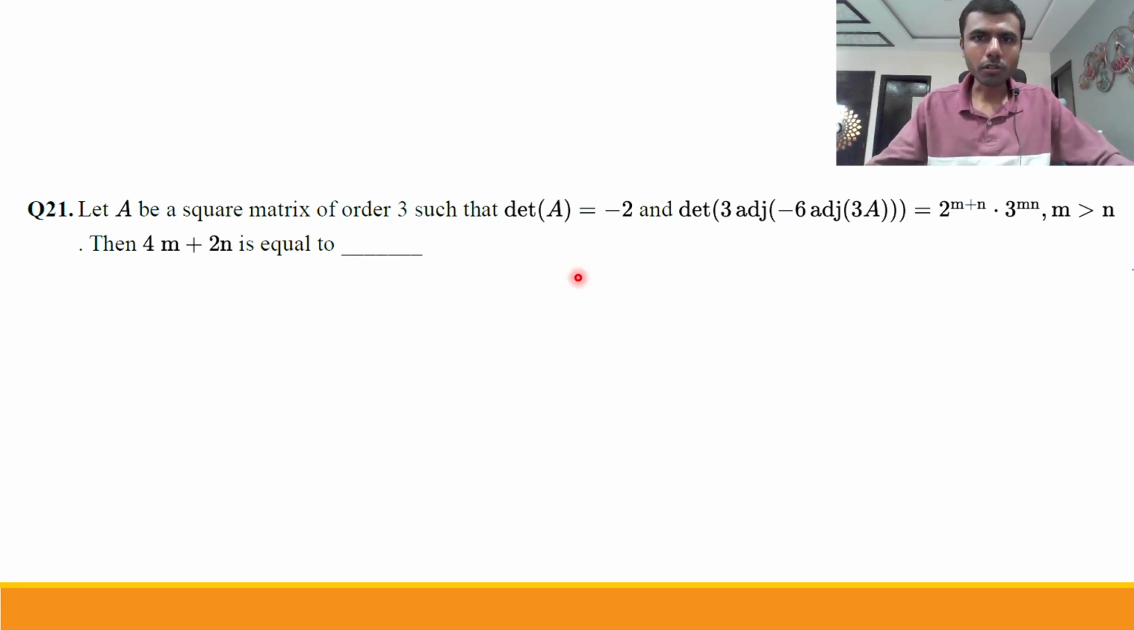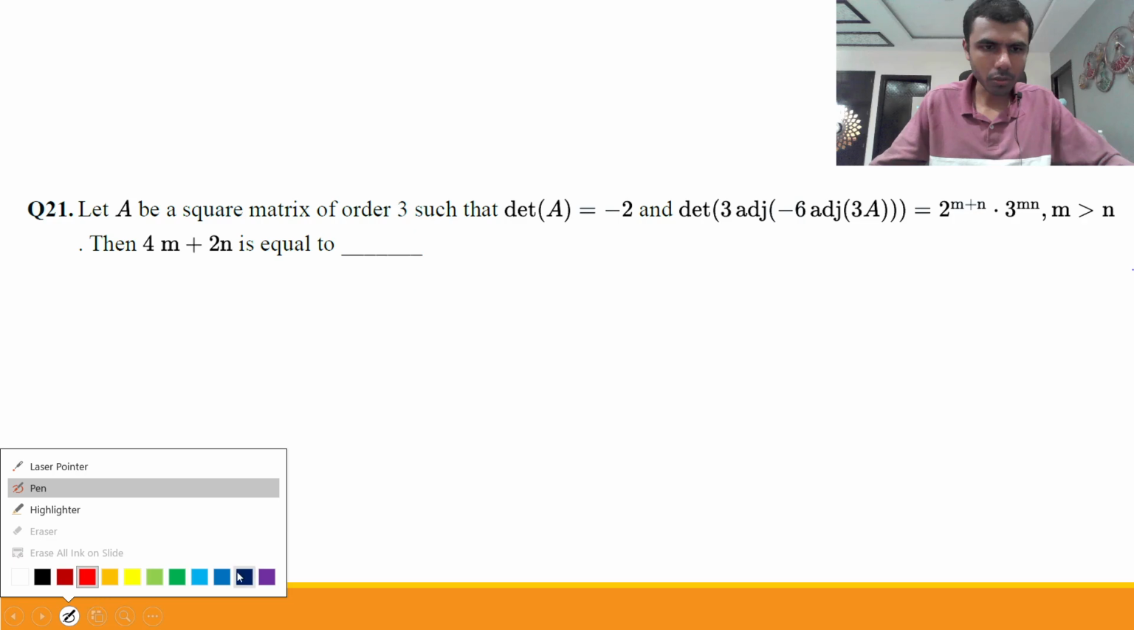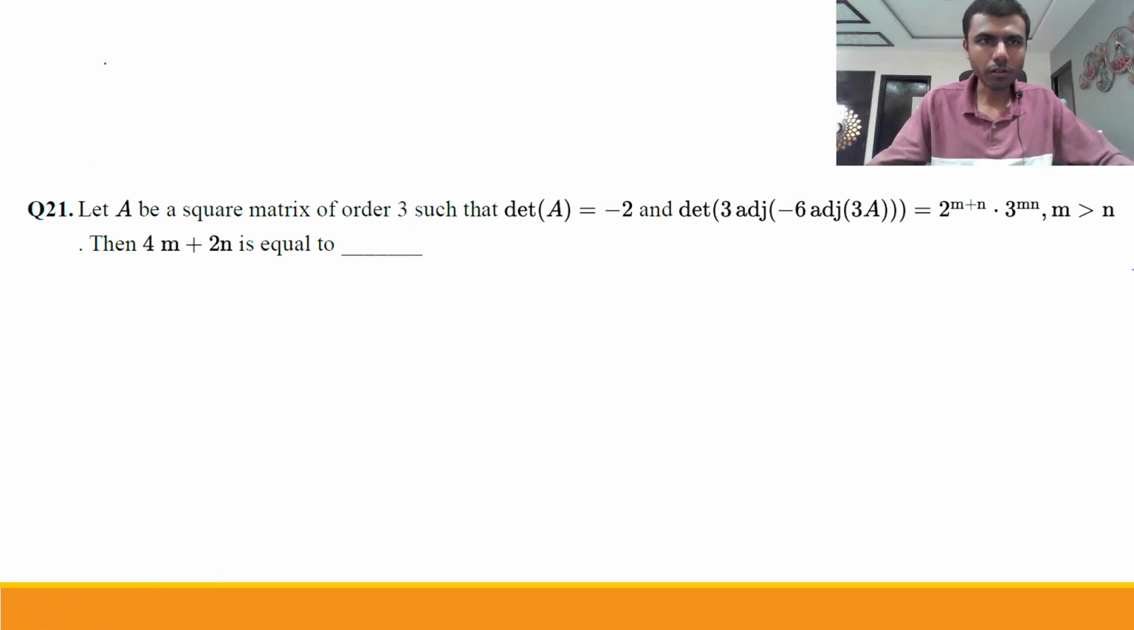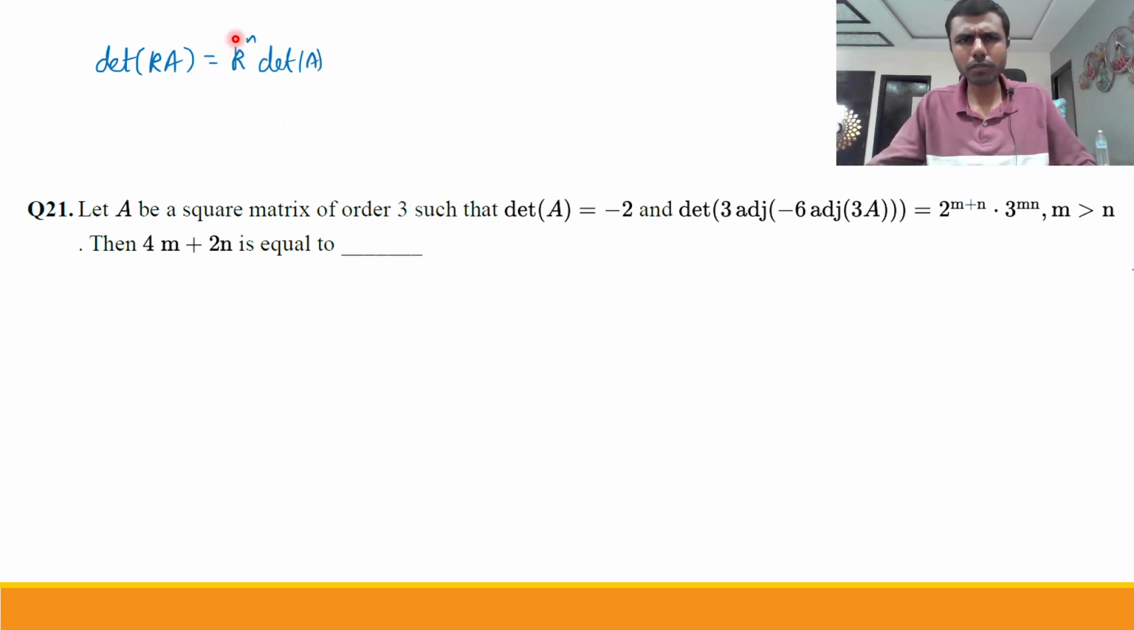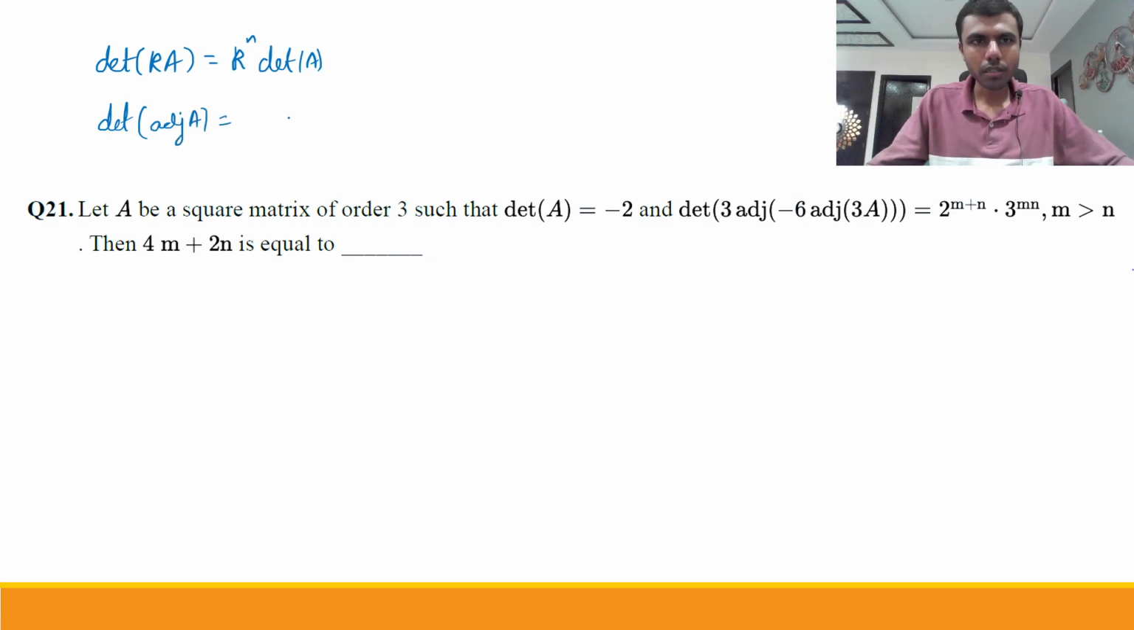Now how to do this: just two properties you need to use. What are the two properties? Det of kA, where k is some number, is nothing but k power n into det of A, where n represents the order of the square matrix. Here it is 3. And det of adjoint A is nothing but det of A to the power n minus 1.